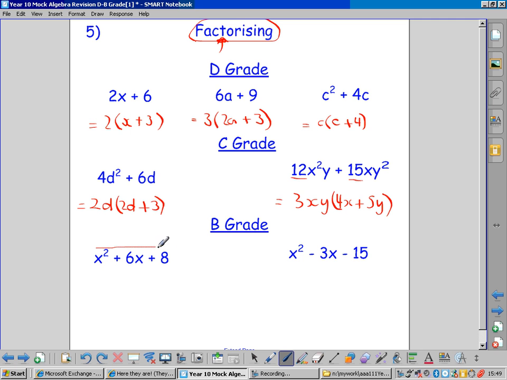The B grade ones won't fit into one bracket, because you've got 3 terms, and you can't take a number out and you can't take a letter out. But if you've got an x squared, an x, and a number, you can do the other type of factorising.